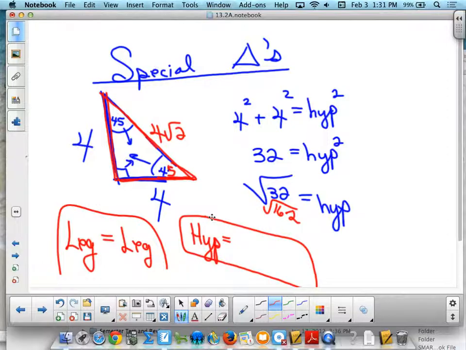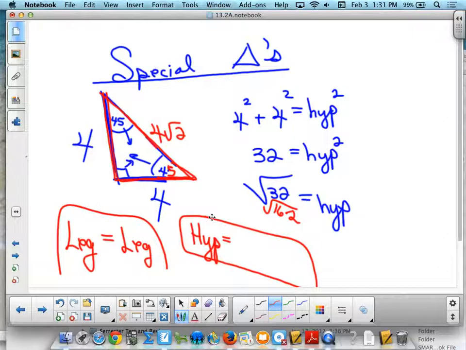How do you get the hypotenuse? If I told you this is 4, you'd say this is 4 also, but how do you get from here to here? Does it have to do with SOHCAHTOA? No, that's tomorrow. I'm just saying, if this is 4, then what's the hypotenuse?